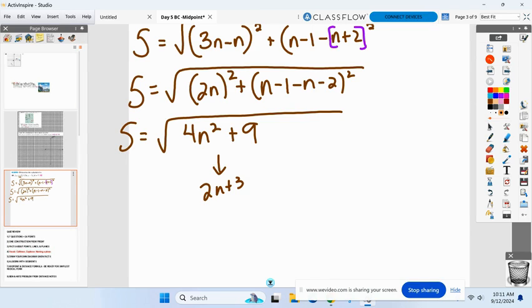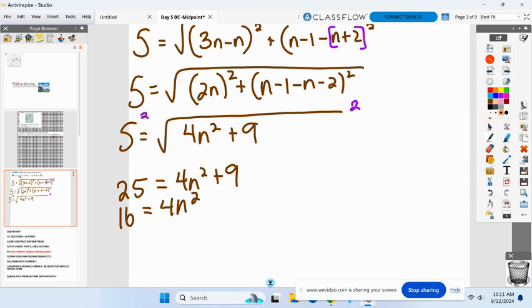And yesterday, what was our step here? We got rid of the radical. How do I get rid of the radical? Square both sides. All right, we're moving. 25. The radical has been eliminated by squaring it, so I'm left with what's underneath. Any issues yet? Okay, move the 9 over. I get 16 equals 4n squared.